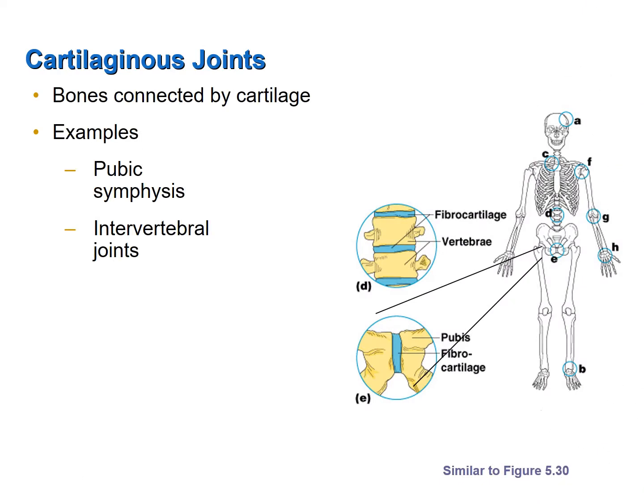At cartilaginous joints, bones are connected by cartilage. Examples would be the pubic symphysis, where the right and left pubic bones unite, and the intervertebral joints, where the intervertebral discs lie between adjacent vertebrae of the vertebral column.